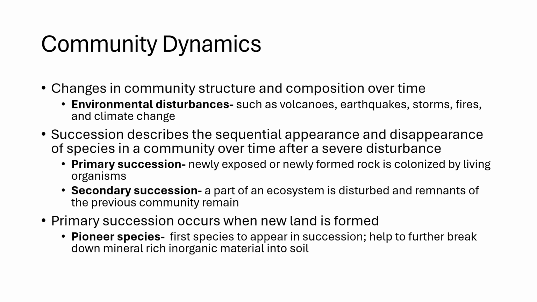Dynamics, of course, the community itself is very dynamic, changing over time due to just natural events like even environmental disturbances, weather events, volcanoes, earthquakes, etc. And when this happens, you get a disturbance. So you need to succeed then, and we have a couple different terms for succession. It's the sequential appearance and disappearance of species over time in a community after a severe disturbance.